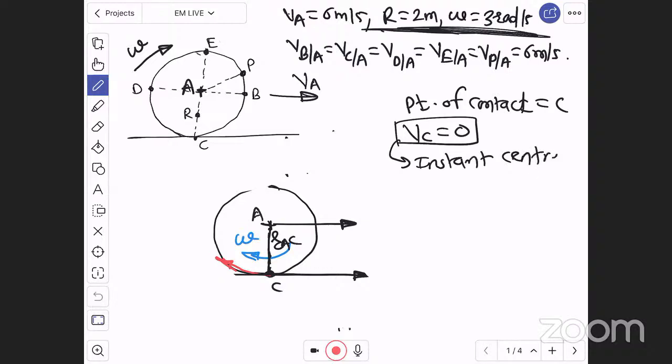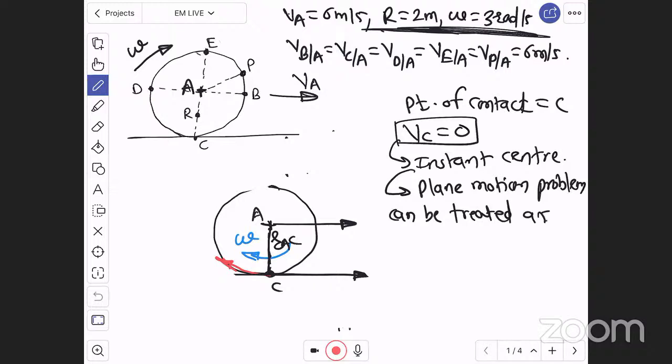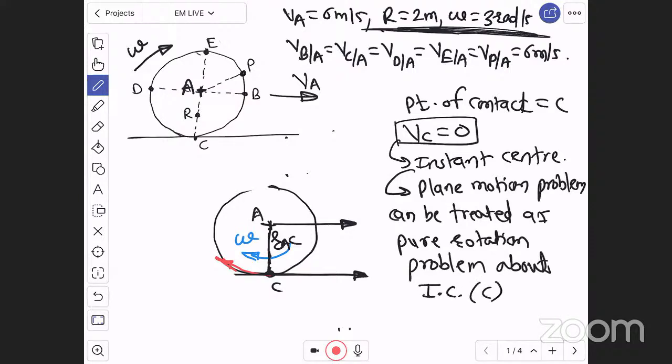Instant center is nothing but this: about this point, a plane motion problem can be treated as a pure rotation problem about instant center C, right? Now, अब डेफिनेशन बहुत लोगों को हजम नहीं आई होगी, क्या लिखा है, what is the meaning of this definition, that we will understand in the numerical, right?